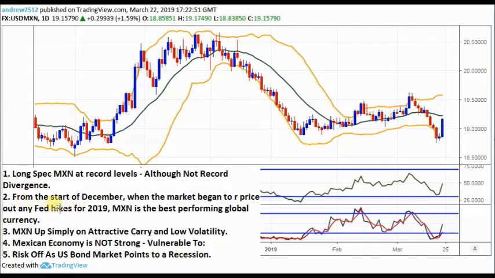We take this point here, number 2, from the start of December when the market began to price out any Fed rate hikes for 2019, the peso is the best performing global currency of all, by far. And why has it been so strong? Well, it's simply up on an attractive carry trade. If you sell the USD on the MXN, you pick up a really good interest rate differential. And that's very attractive when you have low volatility in Forex markets. And generally, volatility has been very low. It's at multi-decade lows in Forex markets.